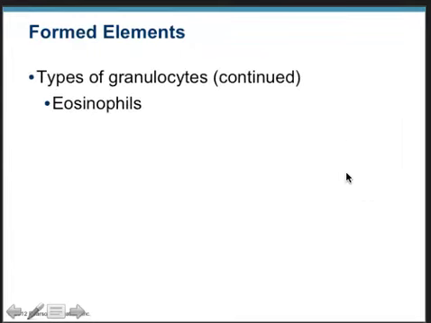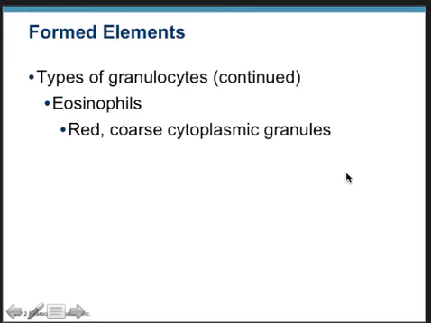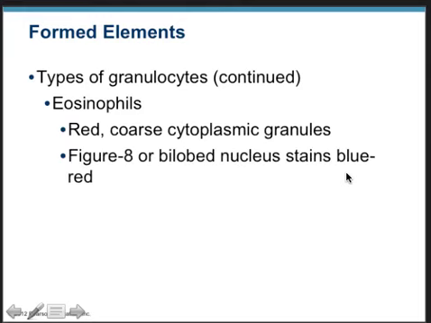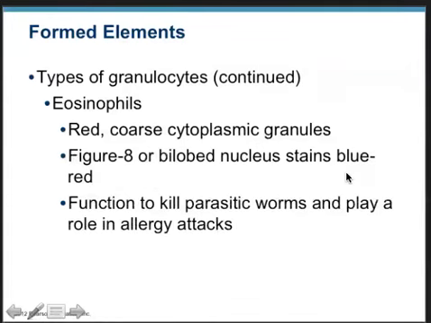Eosinophils contain red, coarse cytoplasmic granules and have a figure 8 or bilobed nucleus that stains bluish red. Their function is to kill parasitic worms and other types of parasites, and they also ingest allergen antibody complexes during allergic reactions. This can stem what we call hypersensitivity disorders, things like anaphylactic shock and asthma, which are essentially an overreaction of the eosinophil to the antibody that binds to the allergen.